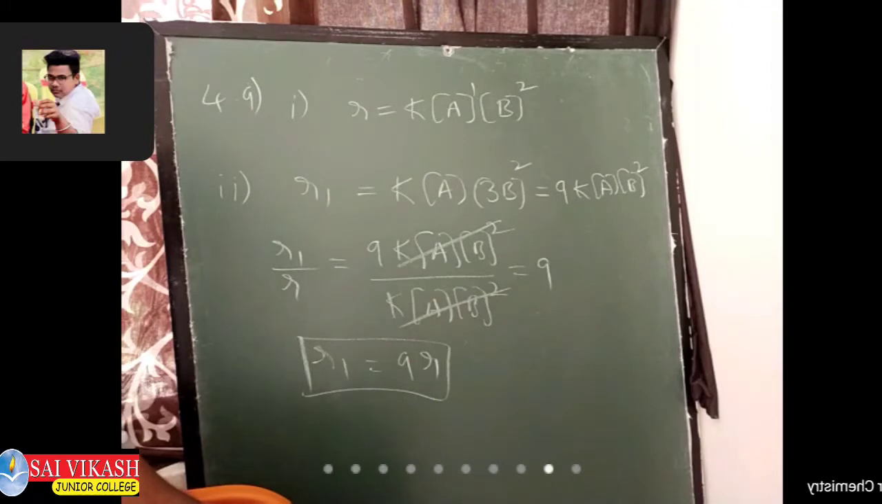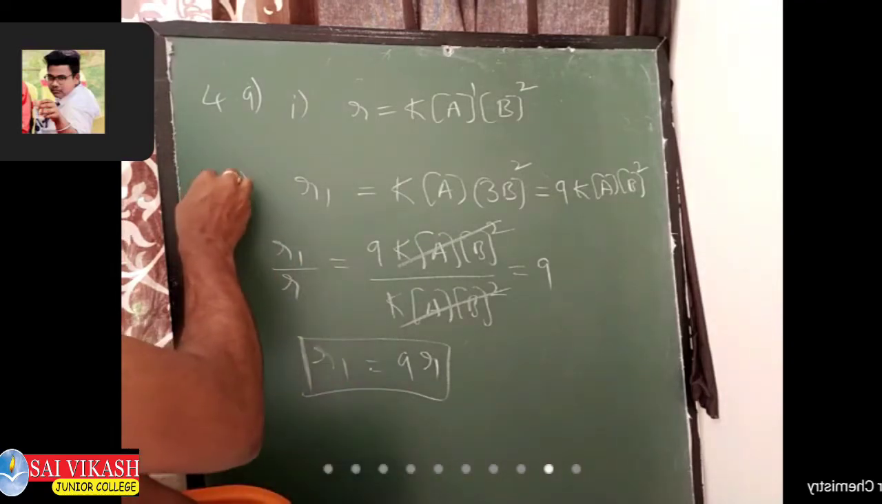R1 equal to 9R is the answer. So R1 is 9 times, which means the rate is increased by 9 times if the concentration of B is increased 3 times. Next, we will answer the third question.